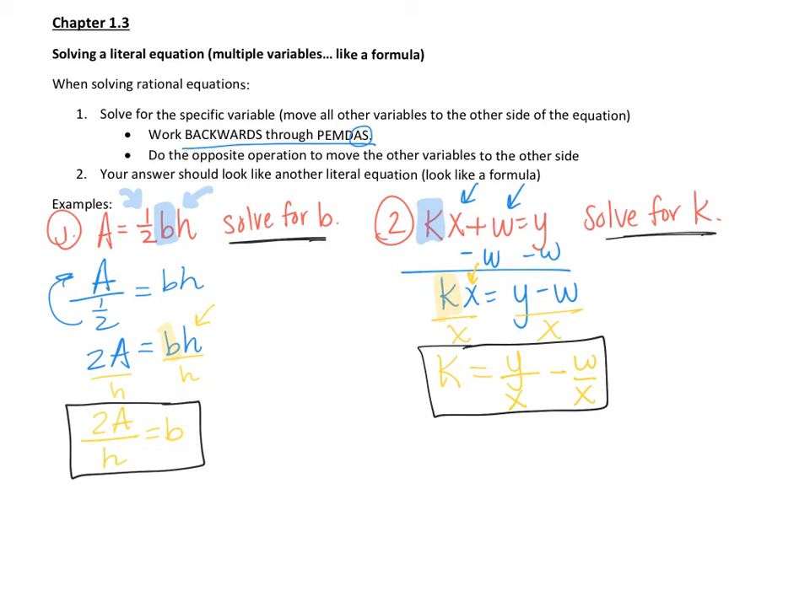The whole idea with a literal equation is I'm going to rearrange the formula until I get the variable that I want by itself. We're working backwards through PEMDAS. So I would do my addition and subtraction first, then my multiplying and dividing. In the example we just did, I got rid of the w first because it was being added. Then I got rid of the x because it was being multiplied. Okay, let's look at one more.